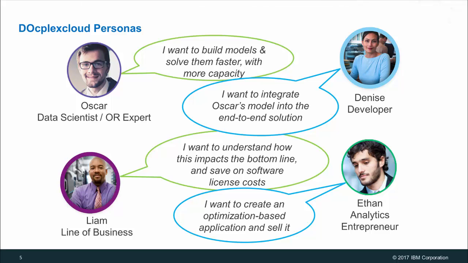Denise, the application developer, on the other hand, wants to be able to easily integrate Oscar's models into the final end-to-end solution for the line of business. Liam works in the line of business, and he wants to understand how this cloud-based service impacts the bottom line in the business and also saves on software licensing costs. Ethan is a very interesting character. He is an entrepreneur that discovered a new market for decision optimization solutions, and now he wants to create an optimization-based application and sell it as easy as possible. By the way, Ethan could also be a manager in a larger company that has similar ideas, and now wants to have an optimization-based application for his department, division, or business unit.